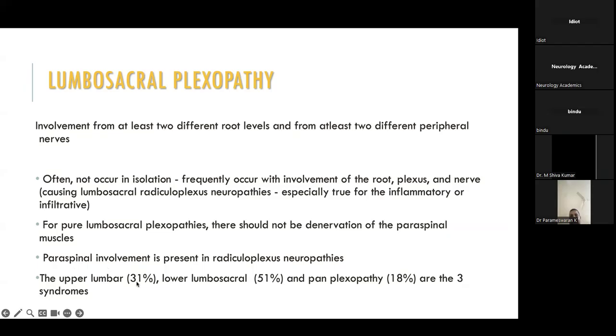And when it comes to different syndromes of lumbosacral plexopathy, there are upper lumbar, lower lumbosacral, and pan-plexopathy, of which lower lumbosacral is more than 50%.